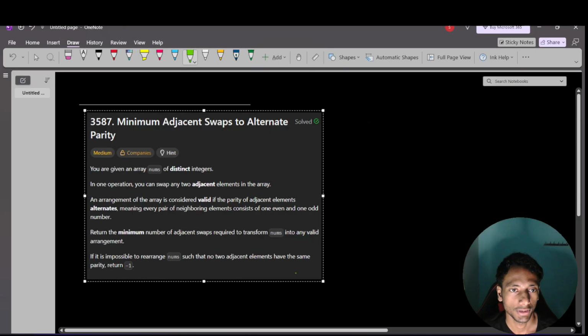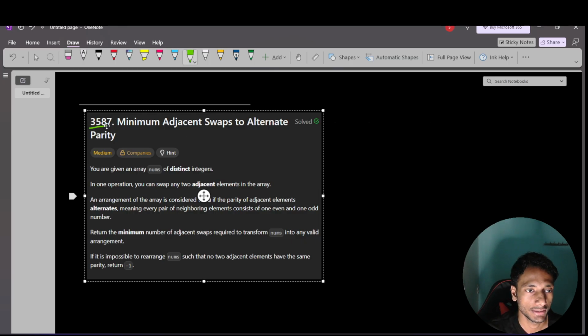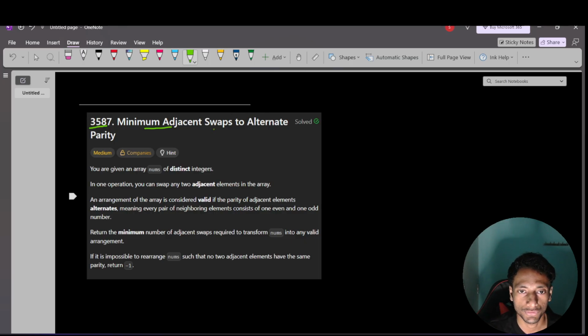So in this video, I'm going to discuss LeetCode problem 3587, Minimum Adjacent Swaps to Alternate Parity. You are given an array nums of distinct integers. In one operation, you can swap any two adjacent elements in the array. An arrangement of the array is considered valid if the parity of adjacent elements alternates.